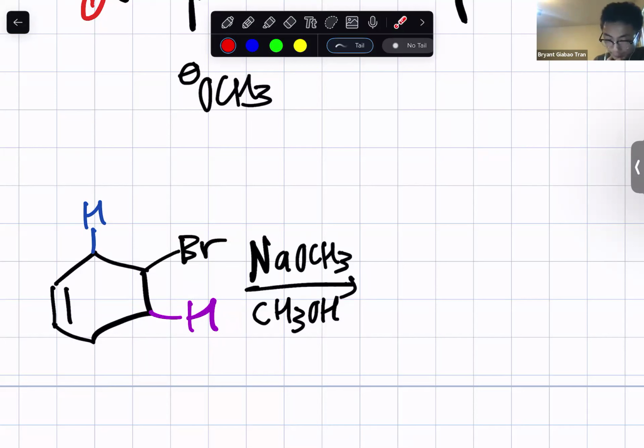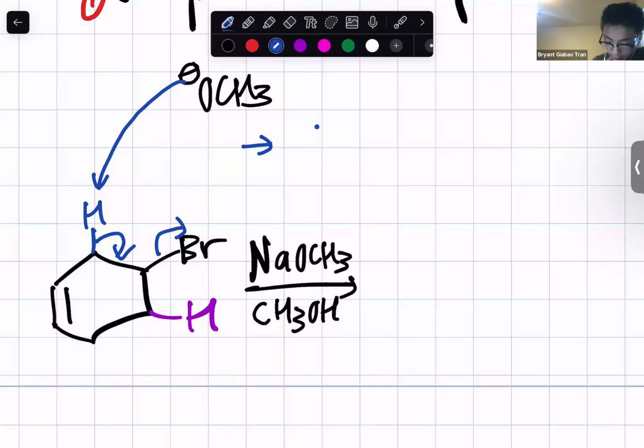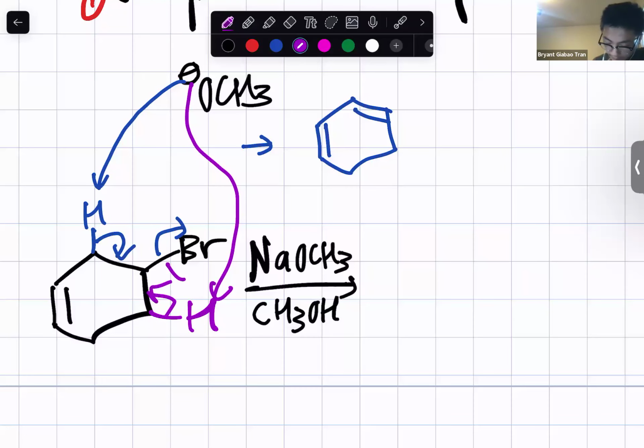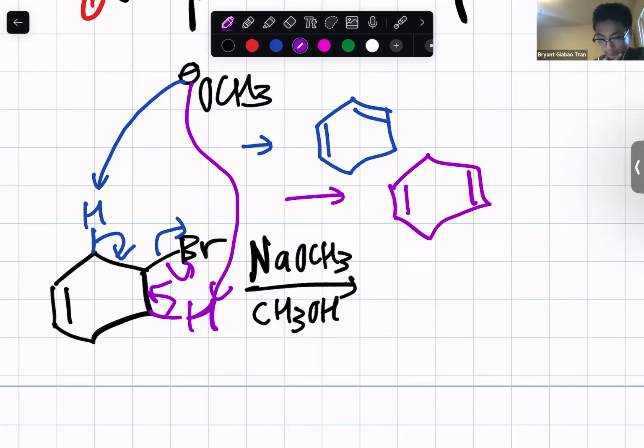Right. Let's say we grabbed the blue hydrogen, make a double bond there, and kick that out. This is our double bond right here. Right. If we grabbed the purple hydrogen, make a double bond here, kick out that leaving group, we are going to get this double bond right here.